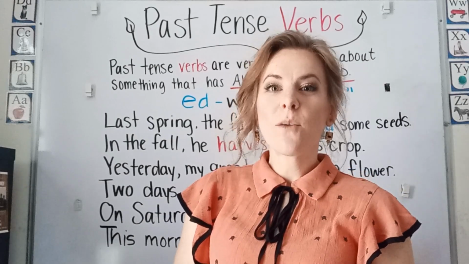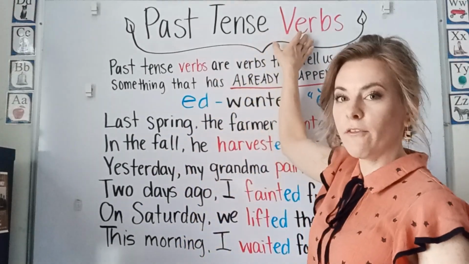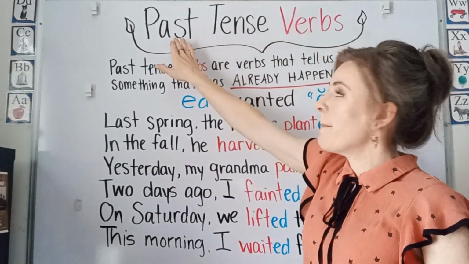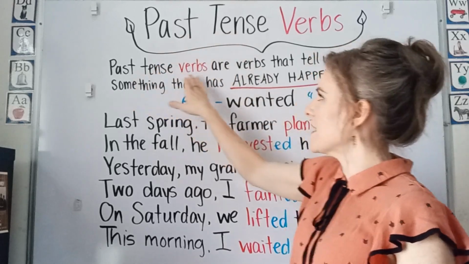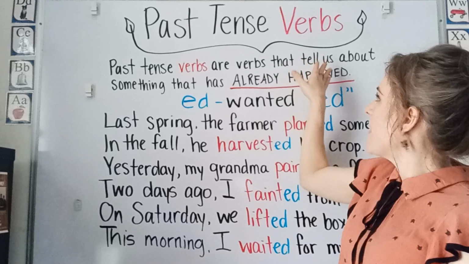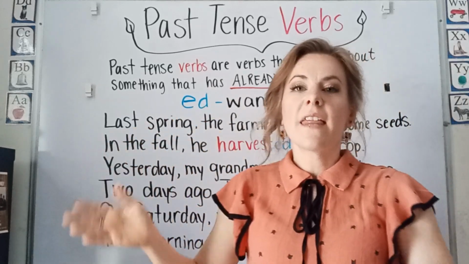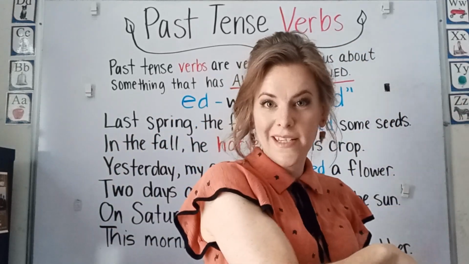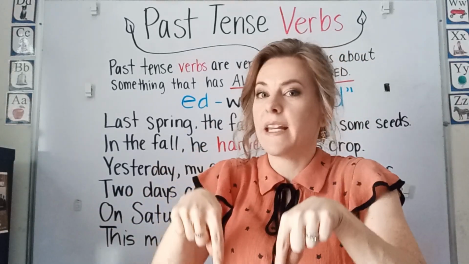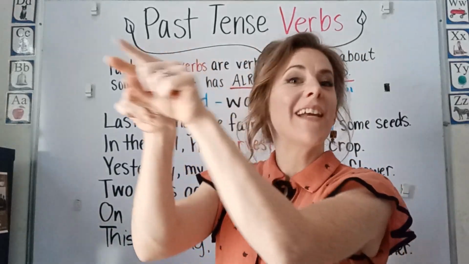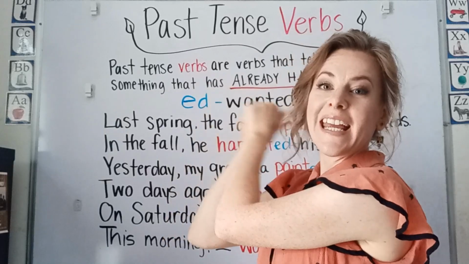Hello students, today we're going to be talking about some more verbs, but we're going to be talking about past tense verbs. Okay, verbs that are in the past tense. So past tense verbs are verbs that tell us about something that has already happened. It's happened in the past, something that's already been done. It's not happening now. It's not happening in the future. It's happened in the past.